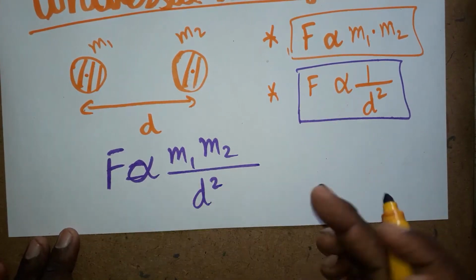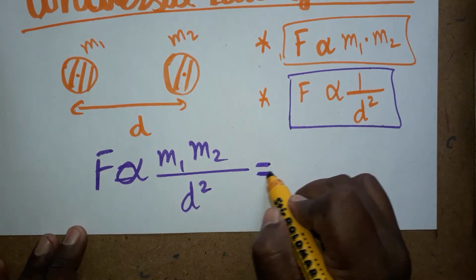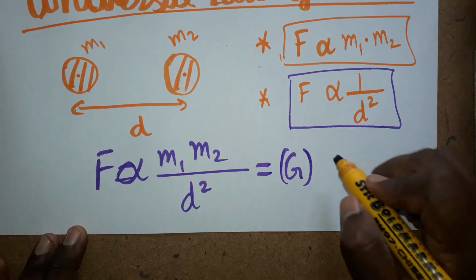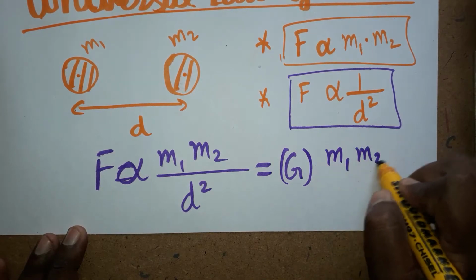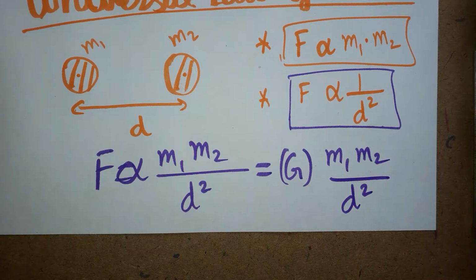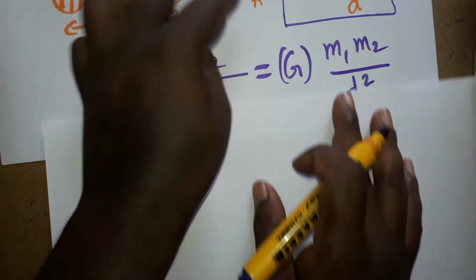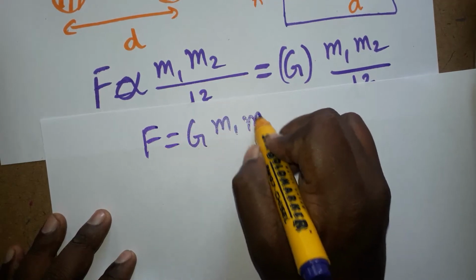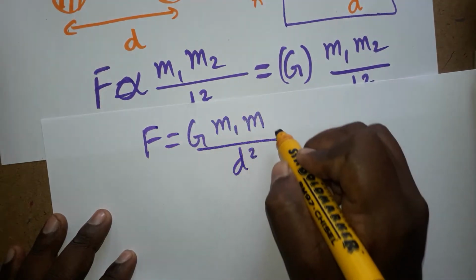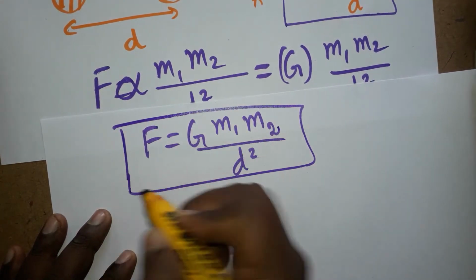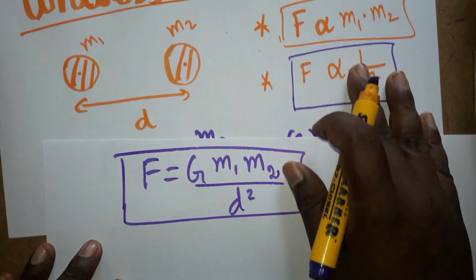When we remove the proportionality sign, we get an equality constant. That is going to be the capital G constant. So F is equal to G times m1 m2 divided by d square. So we got the gravitation constant. This is the universal law of gravitation, the force of attraction between the two objects.